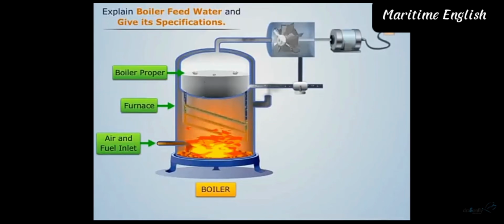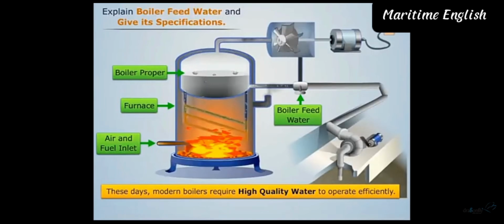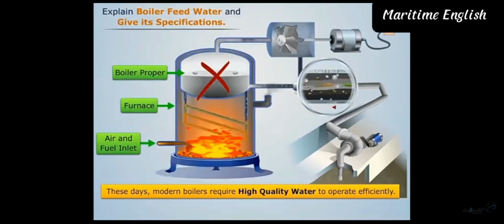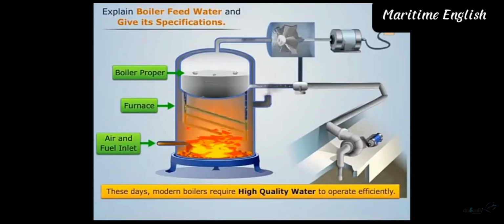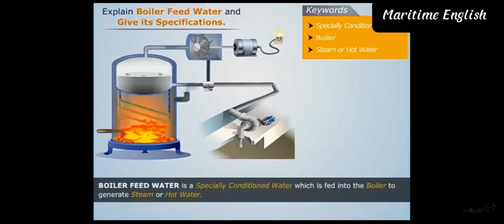This steam is then recirculated out of the boiler to be used in various processes in heating applications. The water which is fed into the boiler is called the boiler feed water. These days, modern boilers require high quality water to operate efficiently. Such water can never be obtained from natural sources, as it contains some dirt. The presence of dirt in the water makes it unfit for use in boilers, so it should be pre-treated using various techniques.